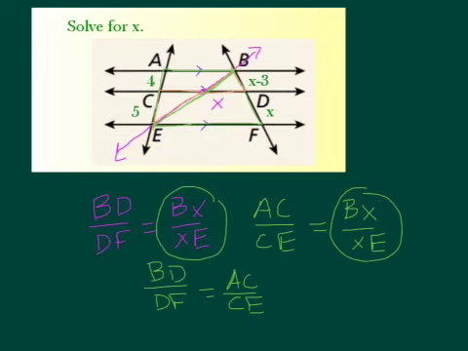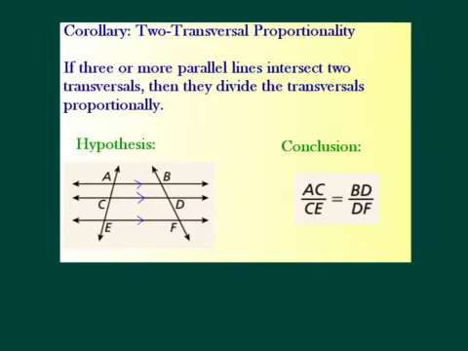We have enough information and we have the setup we need to solve for X. So BD is X minus 3 over DF is X, and AC is 4, and CE is 5. So when we cross multiply and divide, we have X equals 15. So this idea comes from the proportionality theorem. So it's a corollary, it comes from it, and it's called the two transversal proportionality.